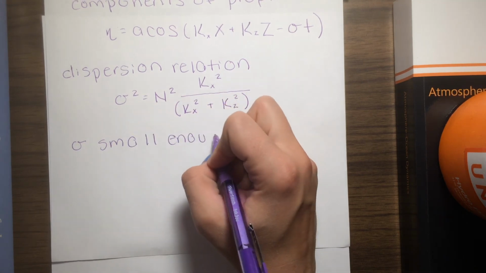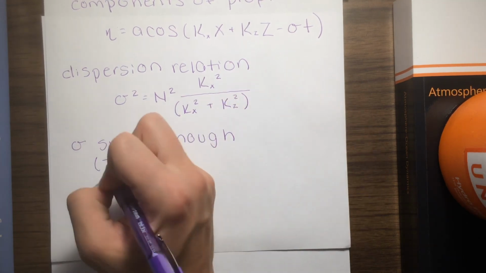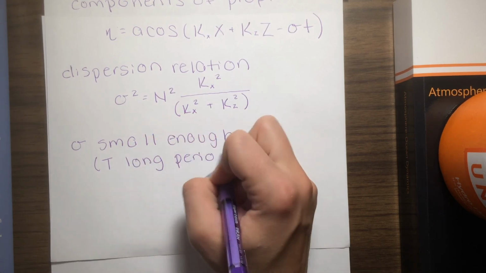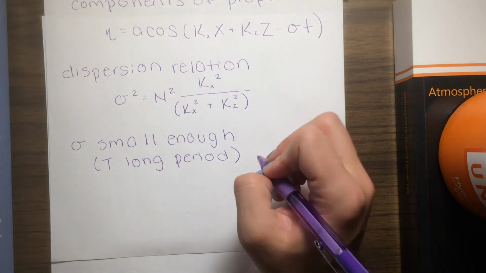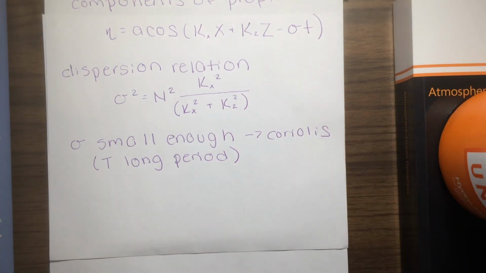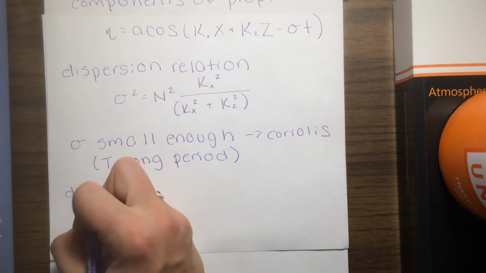Now, if the frequency is small enough, or in other words, the wave period long enough, we need to consider the effects of rotation. The balance becomes between pressure gradient, Coriolis, and acceleration, and we need to include the Coriolis force in our dispersion relationship.